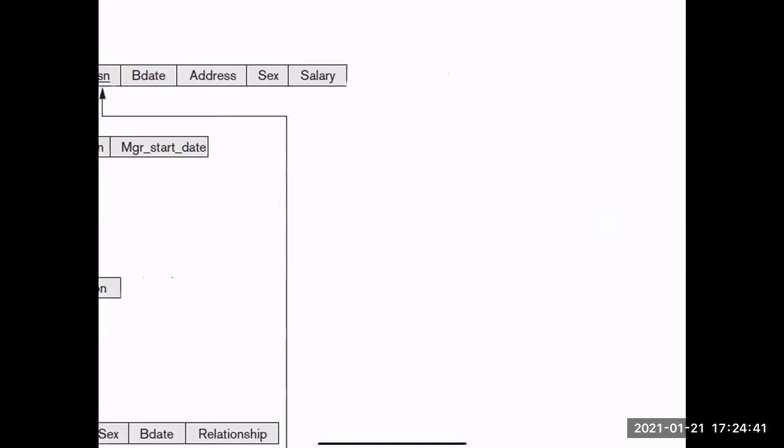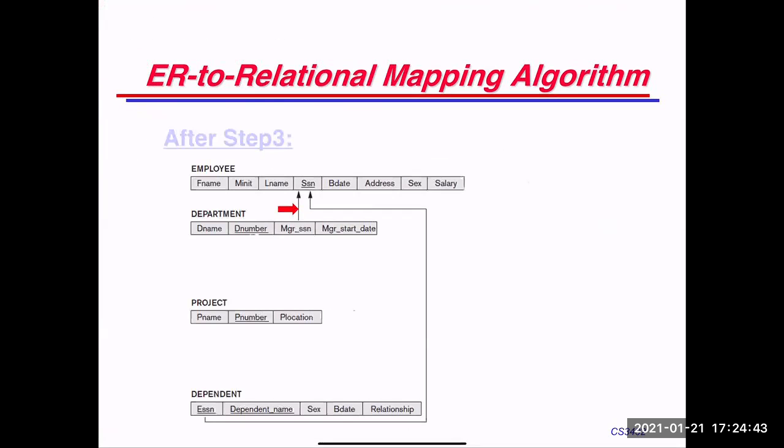Oops, I didn't want to zoom here. All right, so now after this third step here, what do we do? Well, here we map the one-to-one relationship managers. If you remember, in our company database we have this relationship between department and employee. So each department is managed by one employee, and each employee manages one department at most.